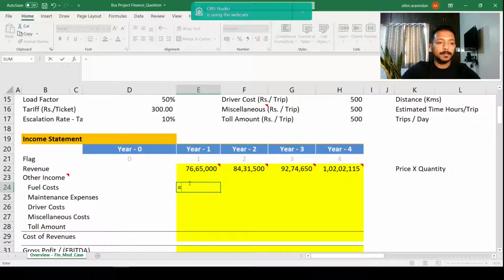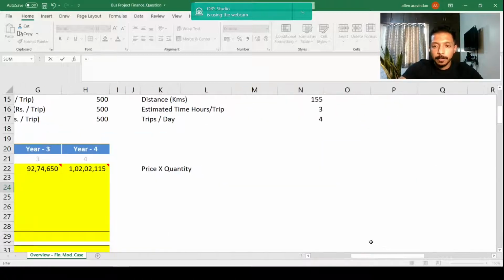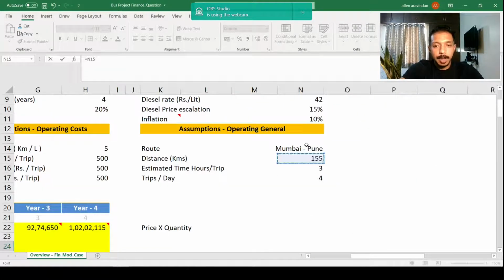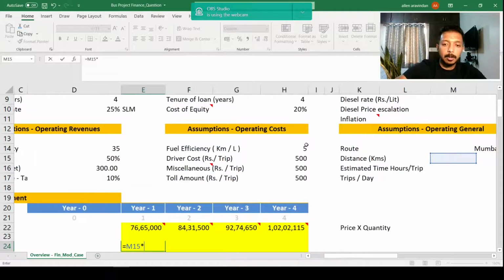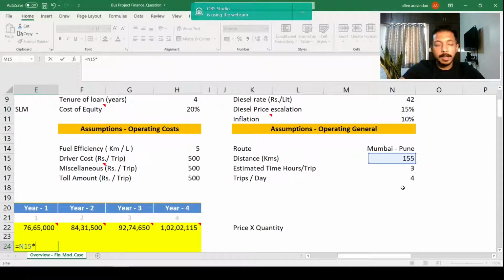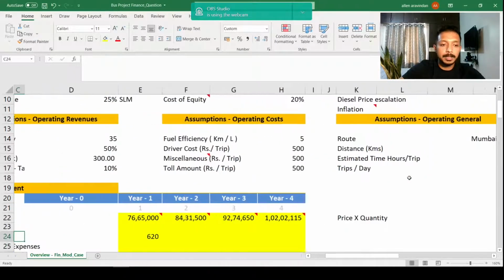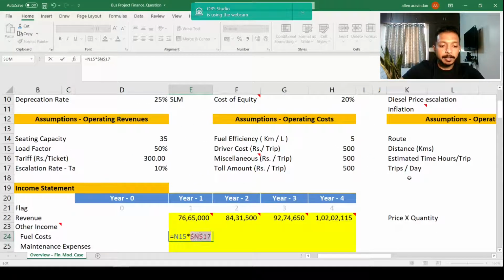Since you're talking about fuel cost, you need to know how much distance you have traveled, right? So if you see here, your distance is available at 155 kilometers, and I have multiplied that with 4 trips a day, right? So this is the amount of distance that we travel in a day. And we will fix the referencing because we want to drag that formula to the right. And now since you have the distance in a day, you can multiply that with 365, so that will give you the amount of distance you travel in a year, right?